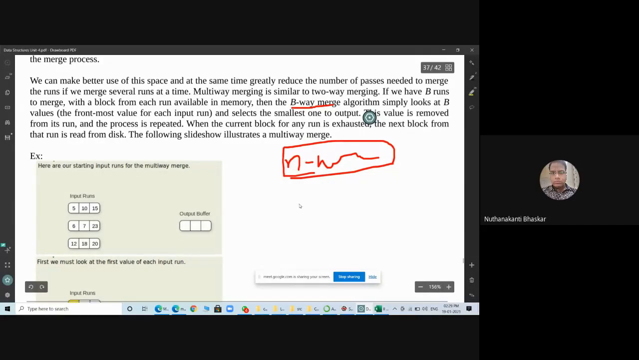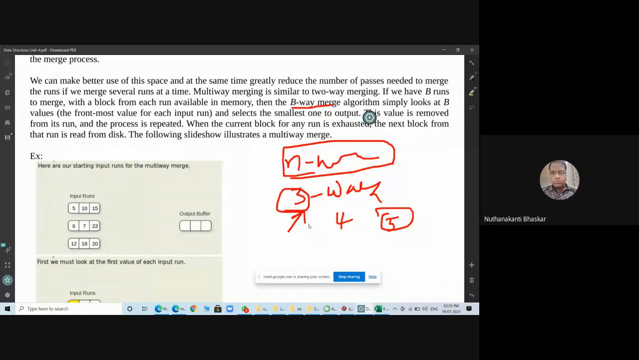But in this example, I have taken three-way. That's why in the place of n, I am taking three, meaning three chunks. Sometimes you can take 4 chunks, 5 chunks as per the requirement. For easy understanding, I have taken 3 chunks. That's why it is a three-way, and that's why it is multi-way. Okay? Clear? Yes, sir.